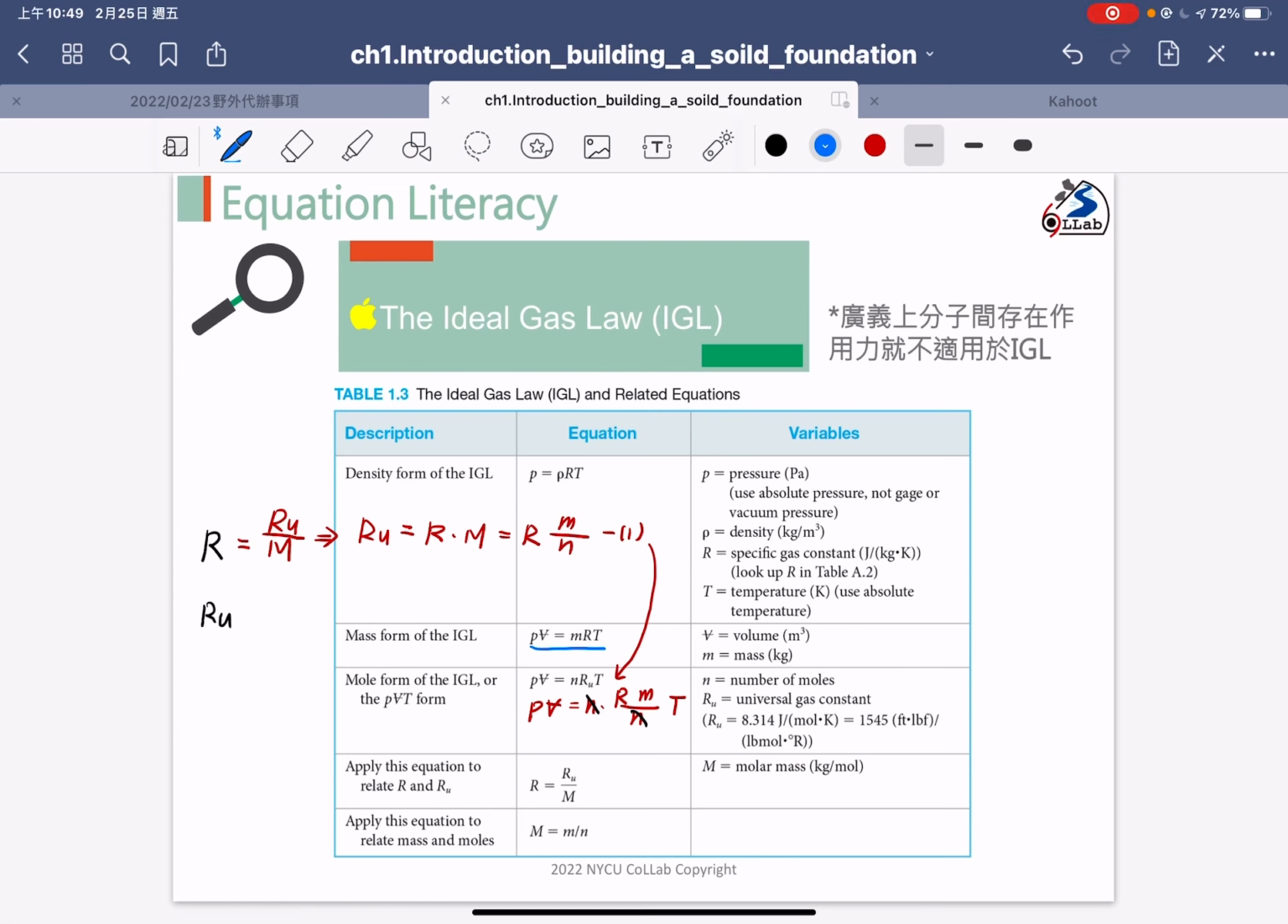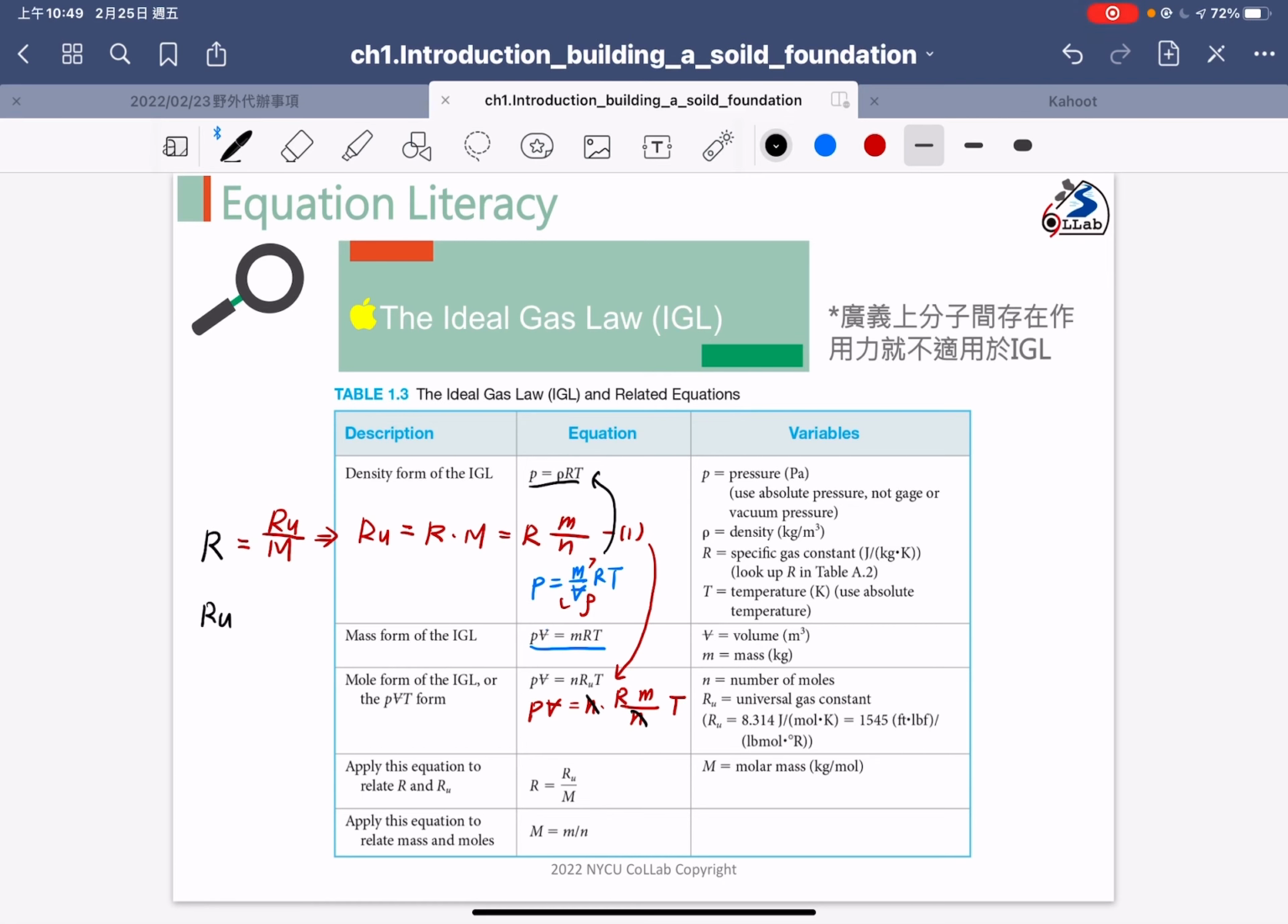And then if you move the P and you move the volume to the right hand side, we have N divided by the volume and the RT here. So this item is equal to the gas density. And we will have a different formula showing here: P is equal to rho RT. Okay, so I just reviewed.